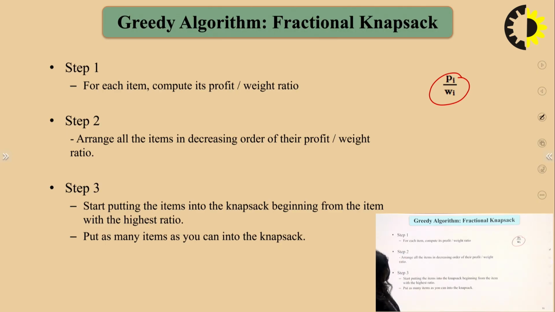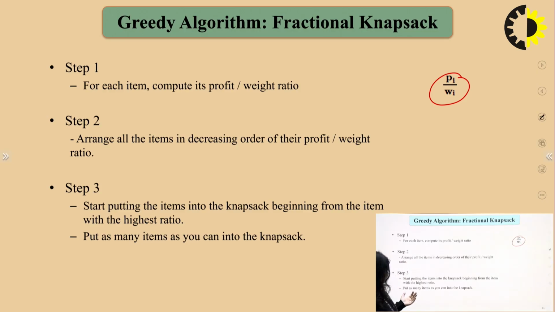Step 2 is that we have to arrange all the items in decreasing order of their profit and weight ratio. So once you already have found out the profit weight ratio for each and every item, now I need to sort all these items with respect to the profit weight ratio, in a decreasing order, so that the item which is having the most profit weight ratio comes in the beginning of the list, and the ones which are having less profit weight ratio come towards the end.